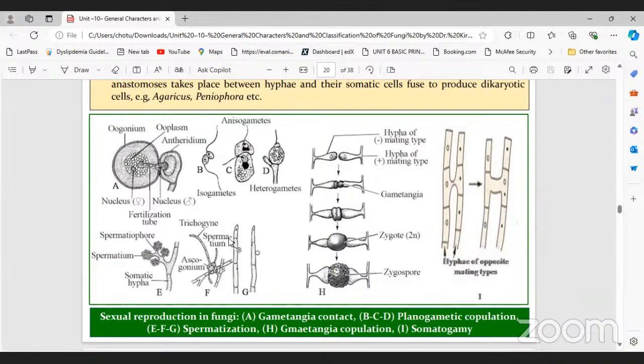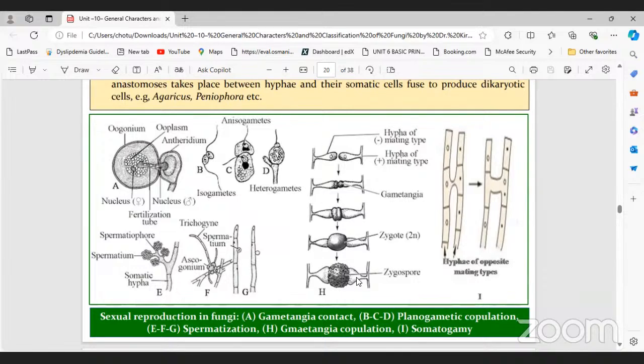This is the hyphae. Spermatium, hyphae. This is the ascogonium. This one is the ascogonium. This is a trichogyne. Spermatium and trichogyne.